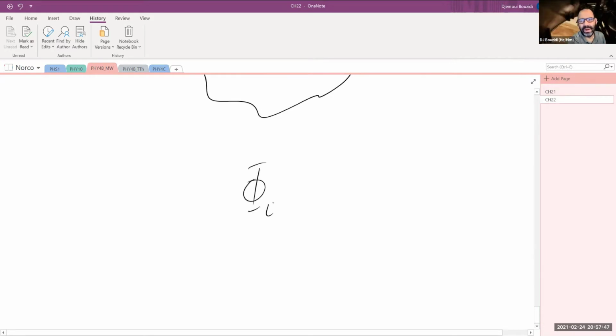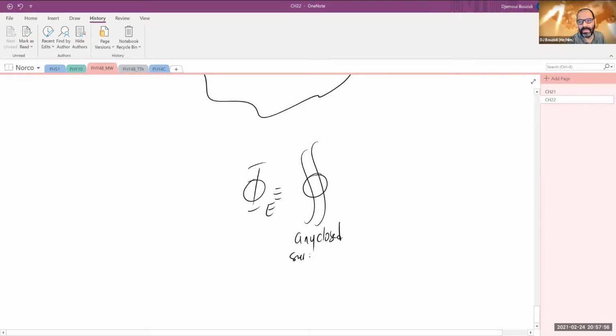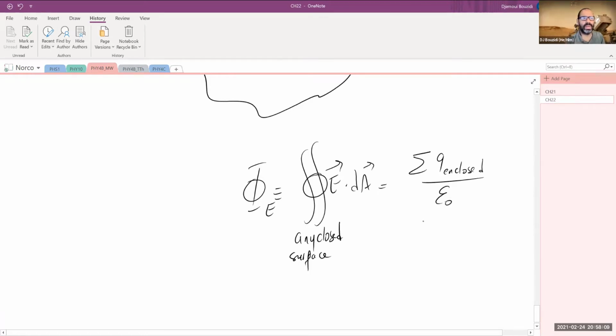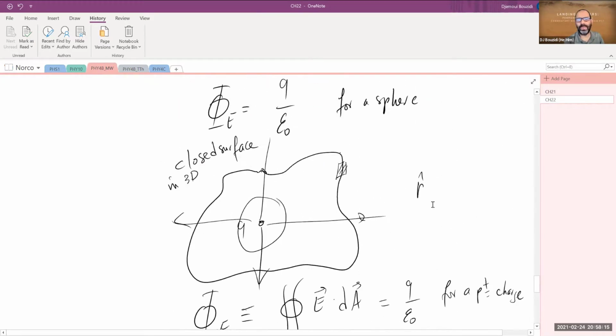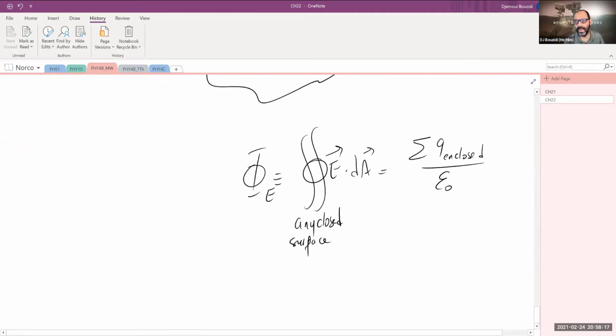phi E, which is by definition, I'm going to just write it one more time. So any closed surface, it does not have to be a sphere, of E dA is going to be just the sum of all the charges that are enclosed. The reason why I say enclosed is because there is a danger with charges that are not enclosed. Let me argue for the charges that are not enclosed, for one point charge.